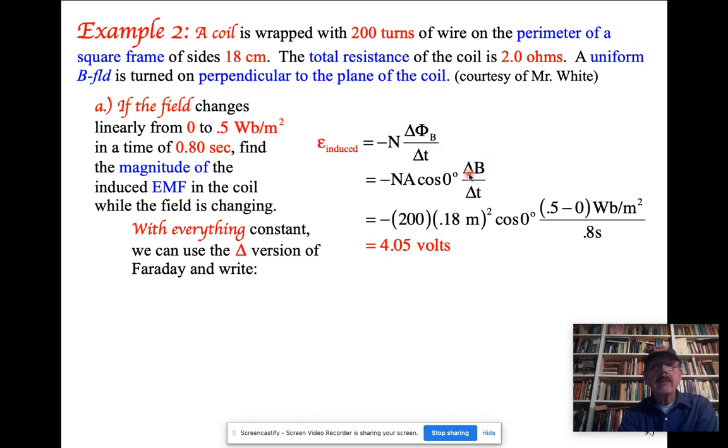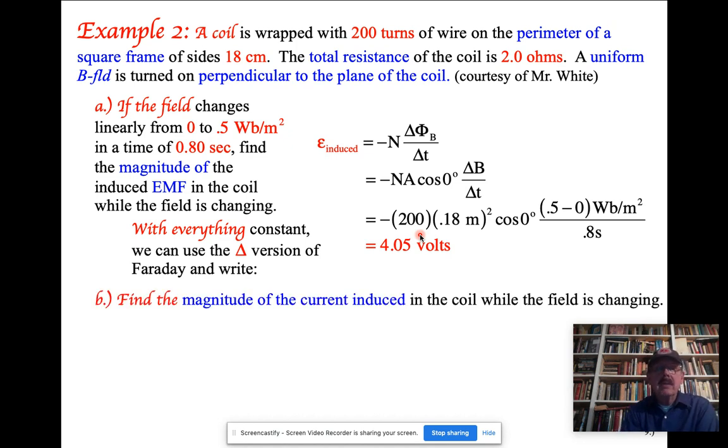And it's going from 0 up to 0.5. So there's the delta B. Here is what the area of the coil was, 0.18 meters on a side squared. Here's the number of turns, etc. There you have it. It's a typical, standard, easy Faraday's law problem.